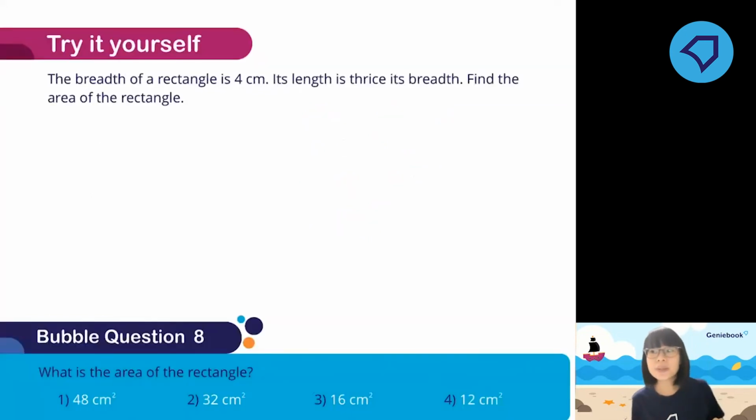Now, this one you got to read the question carefully, okay? Please read the question carefully. The breadth of a rectangle is 4 cm. The length is thrice its breadth. Find the area of the rectangle. Now, area of the rectangle is length times breadth. You know the breadth, you need to find what is the length of the rectangle. Then you can find the area of the rectangle.